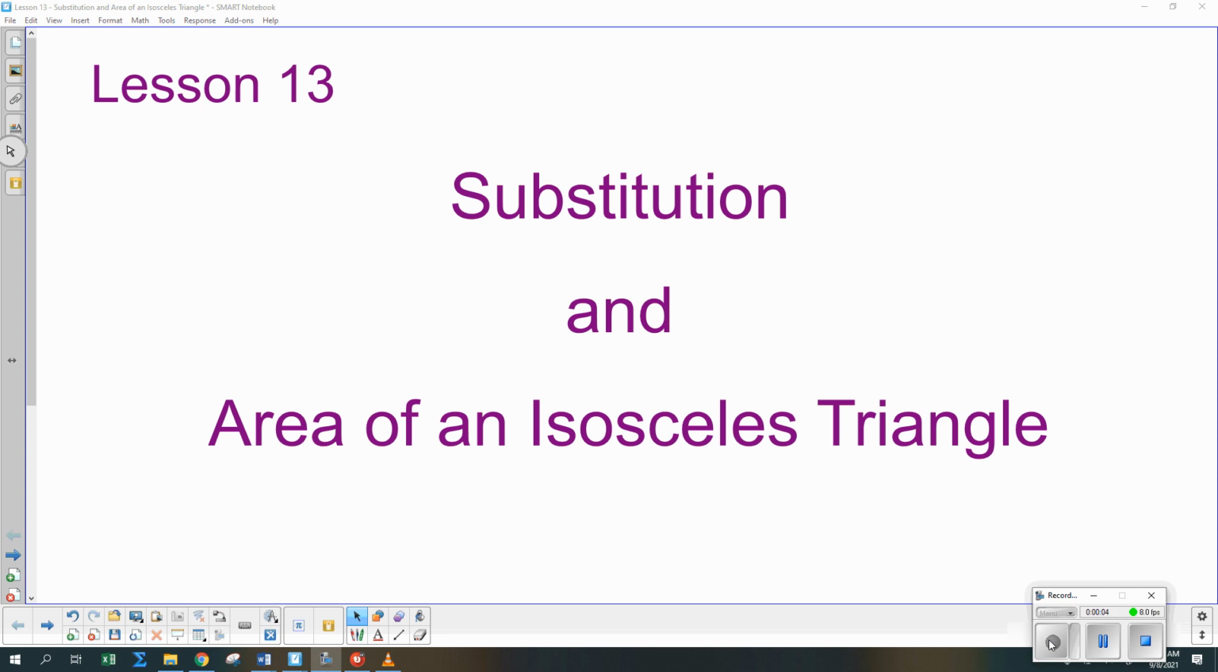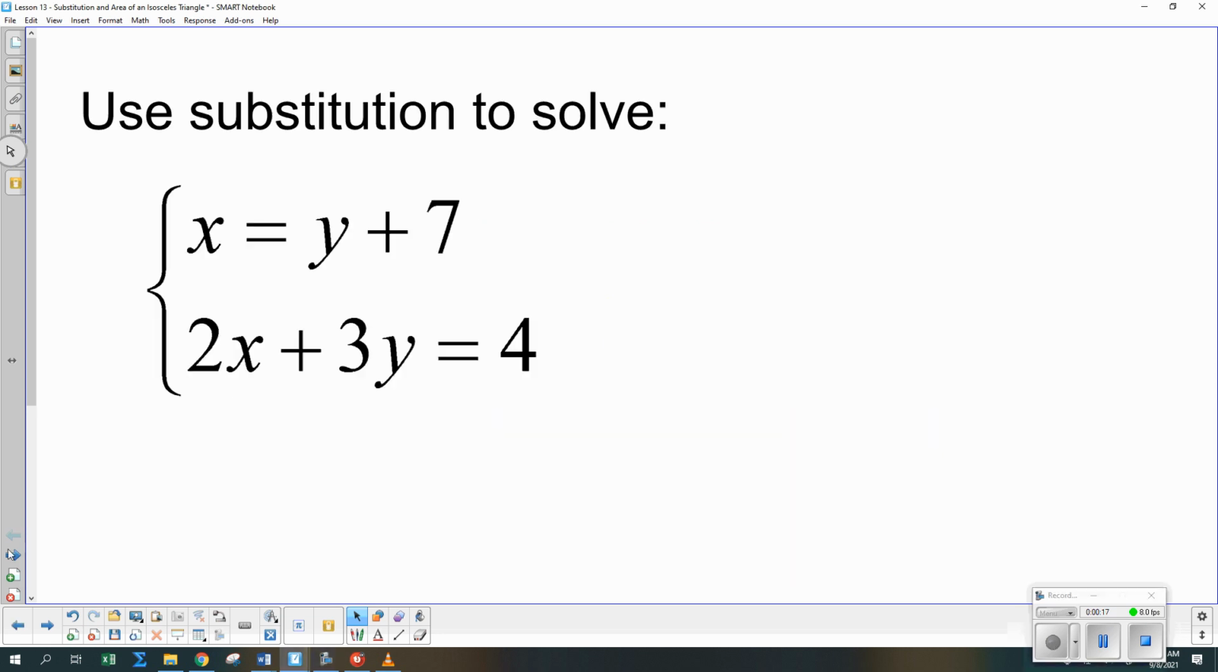In lesson 13, we will be reviewing substitution as a method for solving a system of equations, and we will also review how we find the area of an isosceles triangle. So first, reviewing substitution.